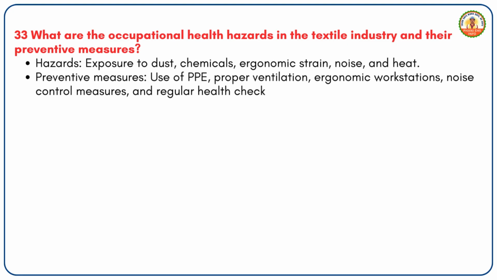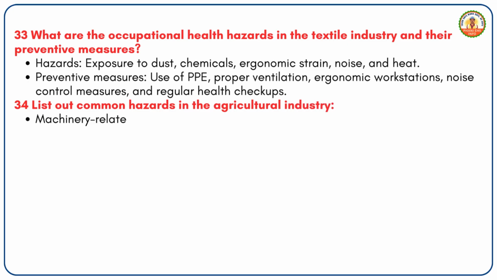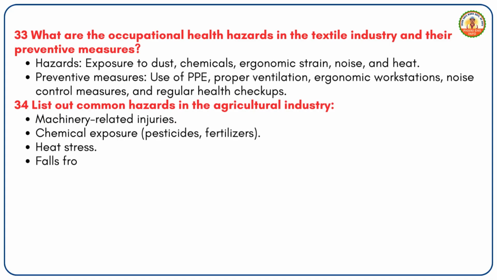34. List out common hazards in the agricultural industry. Machinery-related injuries. Chemical exposure, pesticides, fertilizers. Heat stress. Falls from height, ladders, equipment.